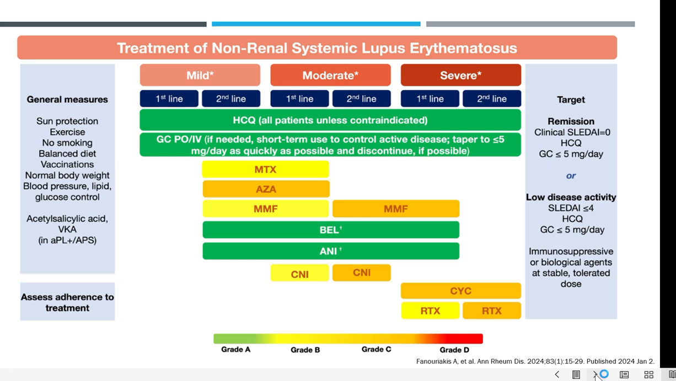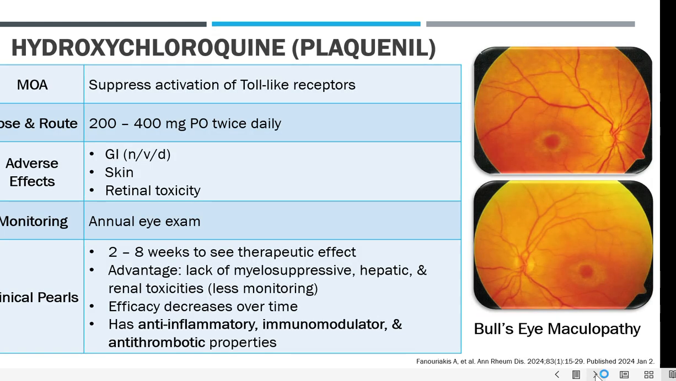So for SLE, the guide to therapy is to use, hand in hand, some of our pharmacologic agents as well as a lot of non-pharmacotherapy for treatment. So as I mentioned, hydroxychloroquine is our backbone. This should be a review from your previous lectures. It's an anti-malarial agent that can suppress our activation of toll-like receptors. I've listed the dose here. It is an oral agent. Some of its main side effects are GI, skin, and retinal toxicity.